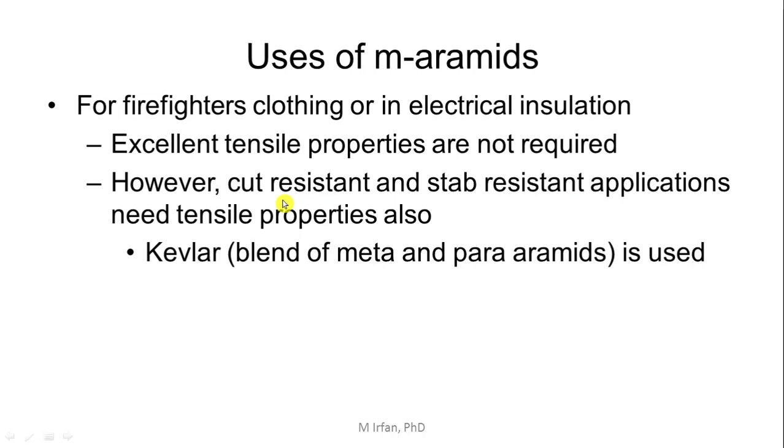However, when other properties such as cut resistance and stab resistance are required other than thermal protection, then these fibers can be blended with high performance fibers like Kevlar that can provide better cut resistance and stab resistance properties. Therefore, meta-aramid fibers in these cases can be blended with other high performance fibers to provide superior properties other than providing thermal protection.